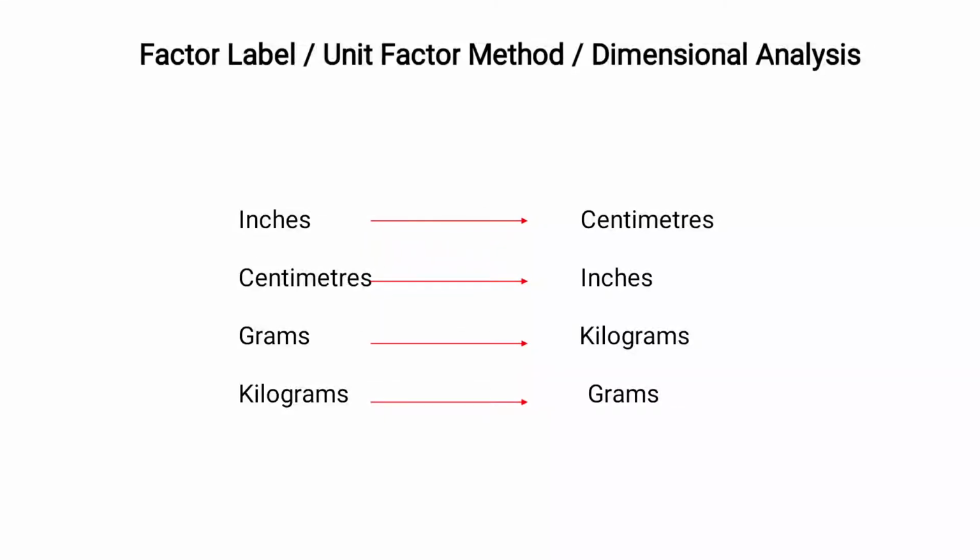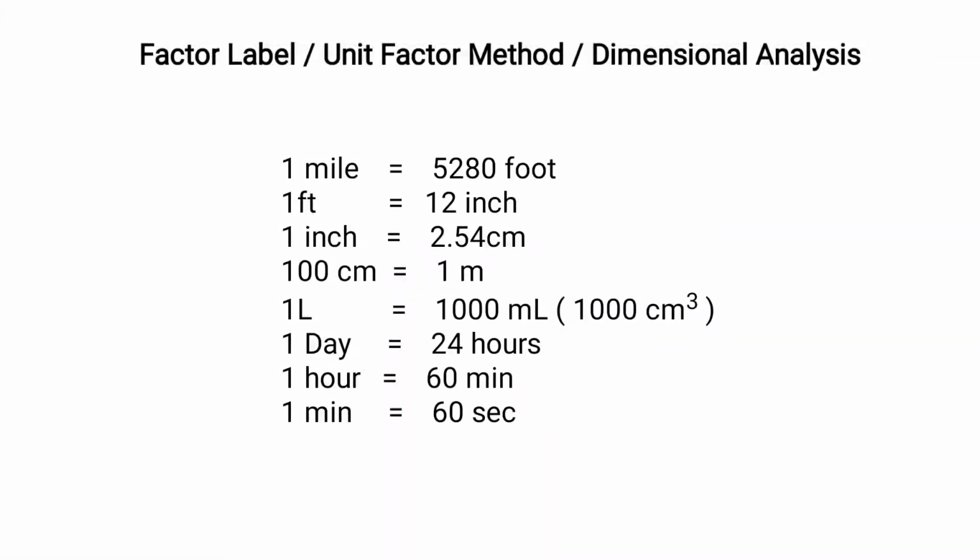Now let us have a look at some of the common unit conversions. 1 mile is 5280 feet. 1 foot is equal to 12 inches. 1 inch equals 2.54 centimeter. 100 centimeter is 1 meter. 1 liter is equal to 1000 milliliter. 1 day is 24 hours. 1 hour is 60 minutes and 1 minute is 60 seconds.